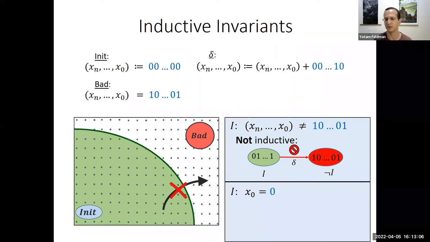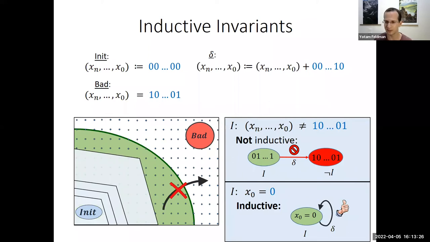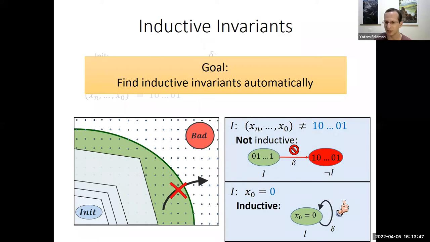But we can strengthen this property to say that the number is always even, the least significant bit is always zero, and this is an inductive invariant. If you start from an even number and add two, you also end up with an even number. Once we have such an inductive invariant, it contains all the reachable states of the system, and this can be shown by induction, and it excludes all the bad states, showing that all the reachable states are not bad. In this case, this is because it shows that all the reachable states are even and the bad number is not even. So the goal of invariant inference is to automatically find such inductive invariants, resulting in fully automatic safety verification. So this is what we would like to do.